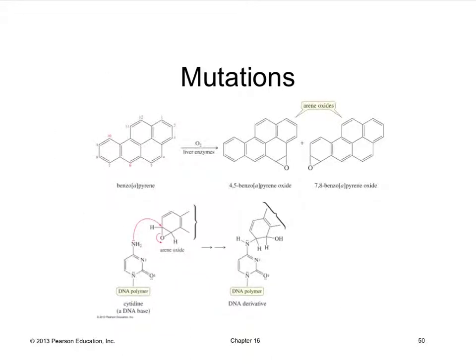So, for example, here is benzopyrene. In the presence of oxygen and liver enzymes, you will form an epoxide over here at the 4,5 position, or here at the 7,8 position. These are arene oxides. The arene oxides will then react with the DNA base. Here's an example of cytidine. It will do nucleophilic attack, open the ring, and now form what is called an adduct to the actual DNA. And then when transcription and translation occurs on the DNA, you're going to have this adduct, which will affect that process.